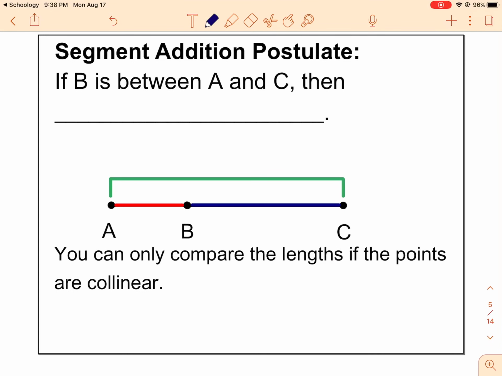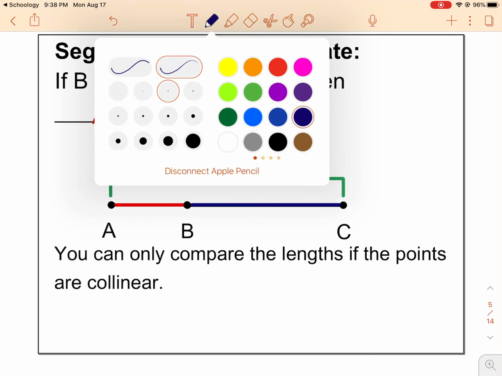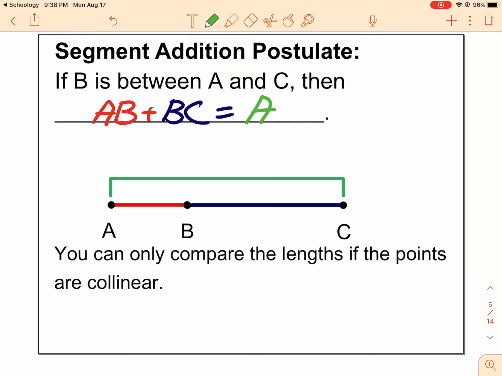The segment addition postulate is saying that if you have a point between a segment, then those two parts have to add up to be the whole thing. So what we're saying here is we have segment AB plus, and it looks like BC, that gives us our total, in this case it was green, AC. So the two parts make up the whole thing.